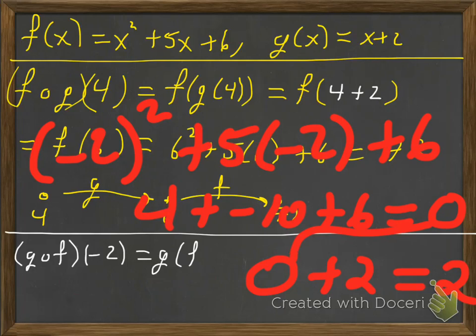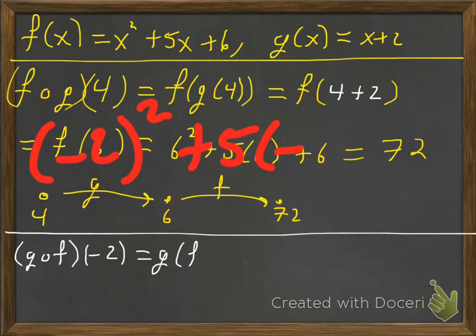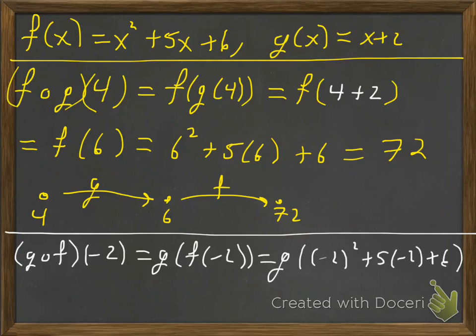Okay, alright. So let's go back and finish that off. So g of f of -2. That's g of f, which takes input, squares it, adds 5 times input, and then adds 6. So that's going to be g of 0. So when we work that all out, we get g of 0. And then g is going to take input and add 2 to it. So we get an answer of 2.